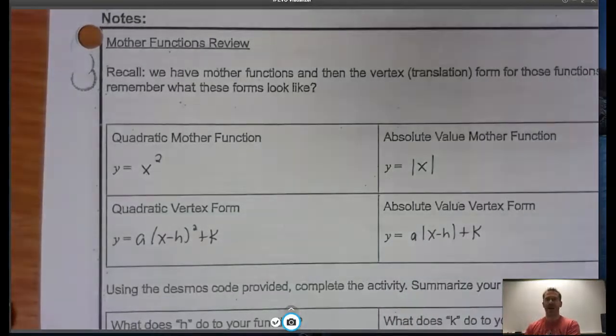And then for absolute values, very similar here, just like that. All right, so once again, just a quick review from what we've done in Algebra 1. But it's been a little while for some of you. For some of you, not quite so long.